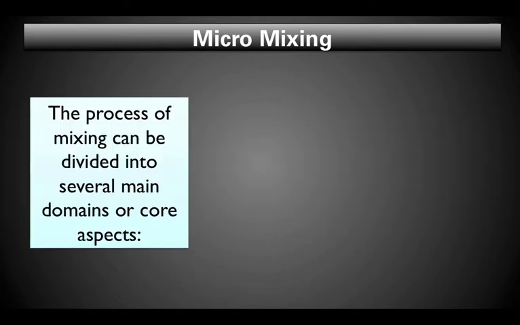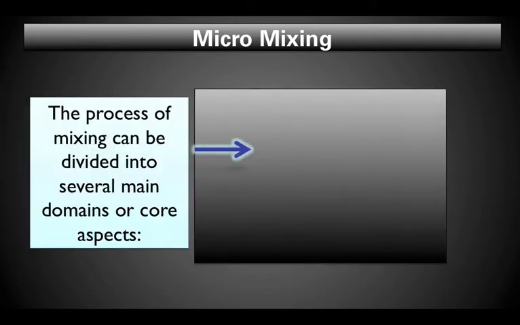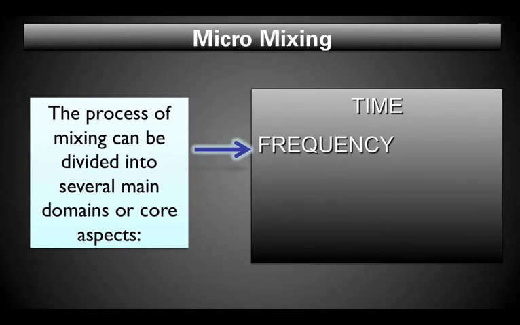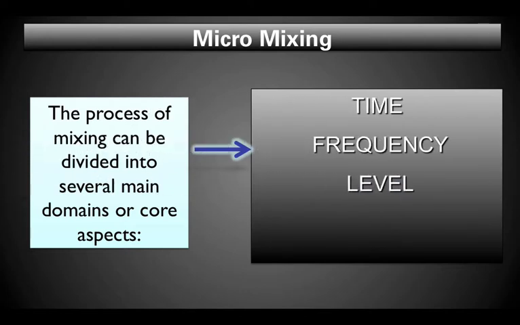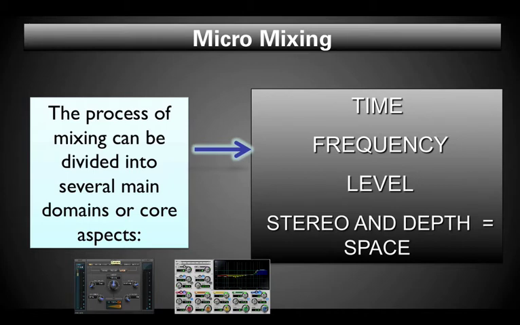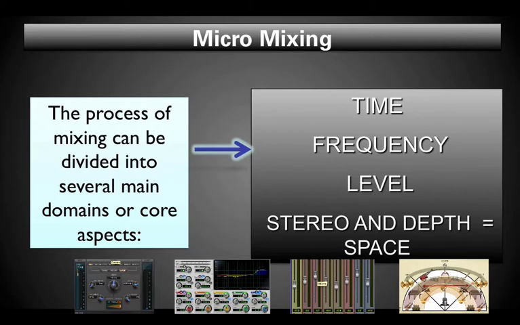If we break down, for instance, the process of mixing into the main components, we will see that there are only 4 components: time, frequency, level, and stereo depth and space. Time-based plugins; frequency, dynamic processing; level, our faders; and stereo depth and space can be a combination of imaging, panning, and what kind of reverbs are being used.